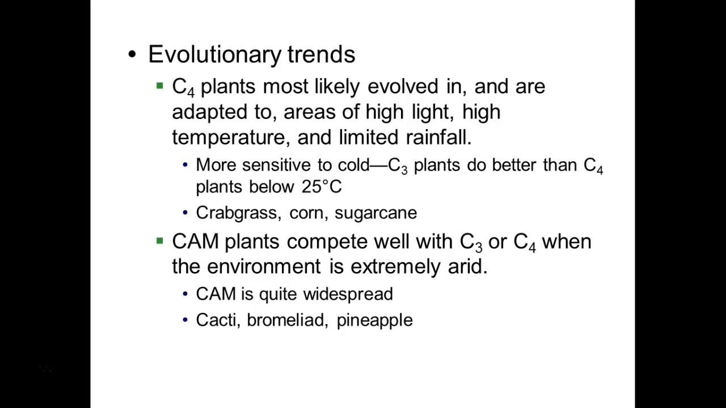CAM plants are going to compete well with either C3 or C4 when the environment is extremely dry. You would not think so, but CAM plants actually are quite widespread, and CAM plants include cacti, bromeliads. Bromeliads are very pretty plants, their nickname is silver vase, and pineapples. Also hens and chicks. Succulents are becoming very popular these days. Succulents are sold at stores. Home Depot sells them. They're very pretty, thick type plants that, as long as you water them just a little bit and keep them around sunlight, they do quite well.